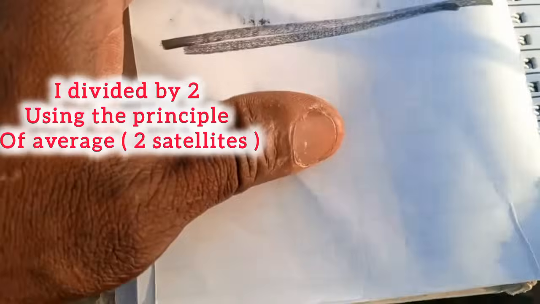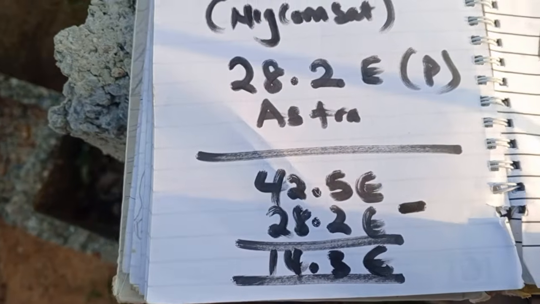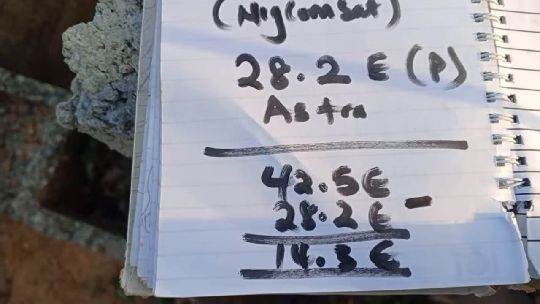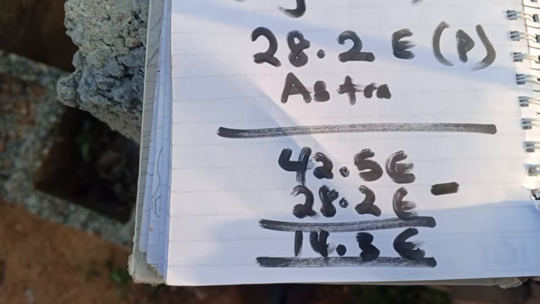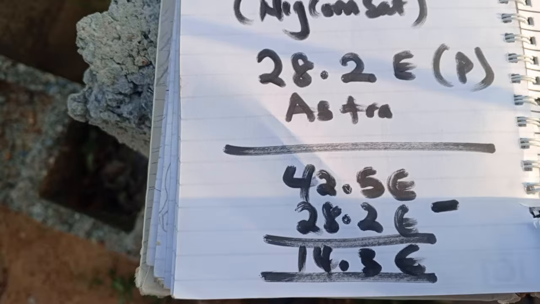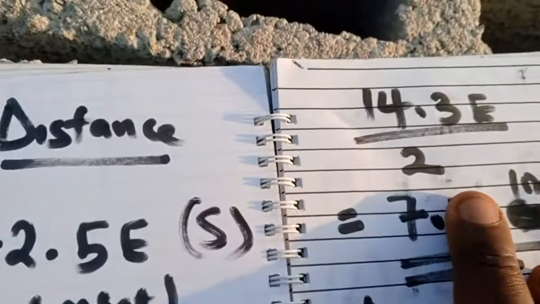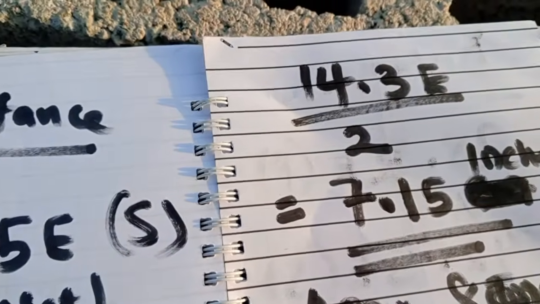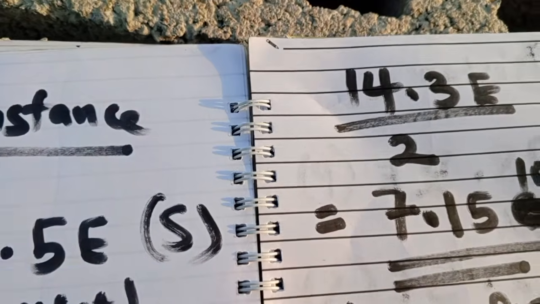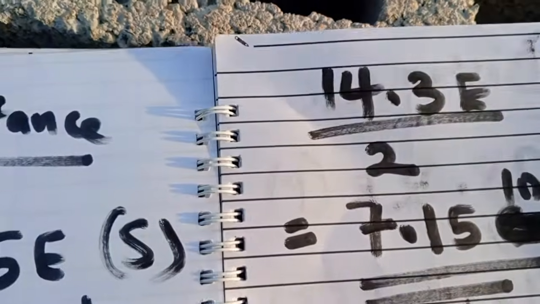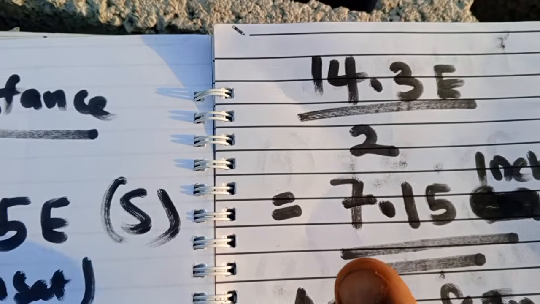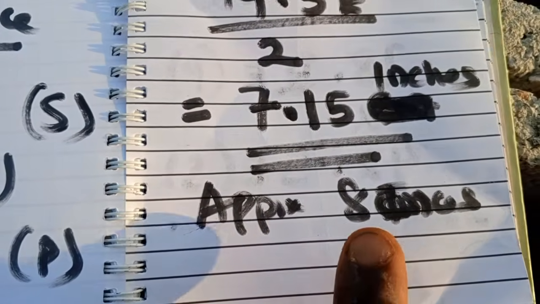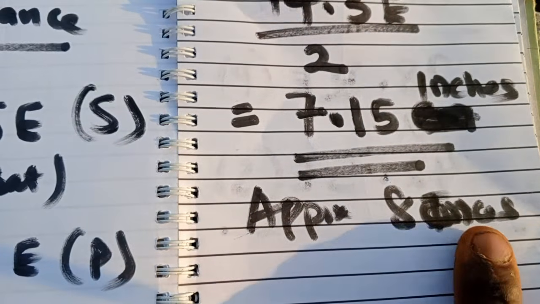So you can see if you use 42.5 minus 28.2, you have 14.3. That 14.3, which is this. Since you are looking at two distances, use the average of two. You divide it, you have something like 7.15 inches, which is approximately 8 inches, not centimeter, 8 inches apart.